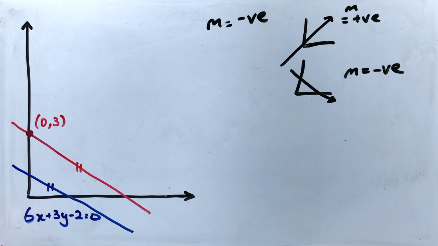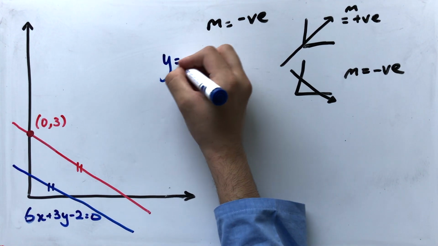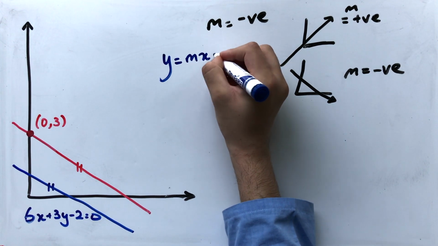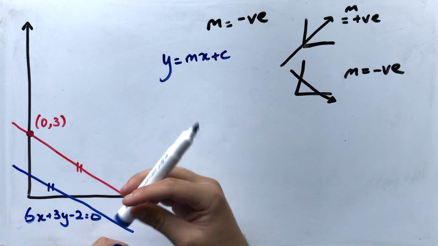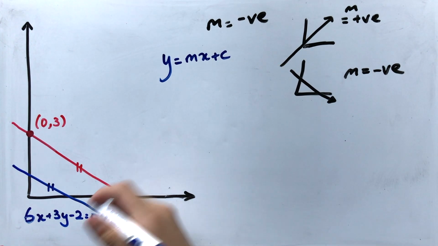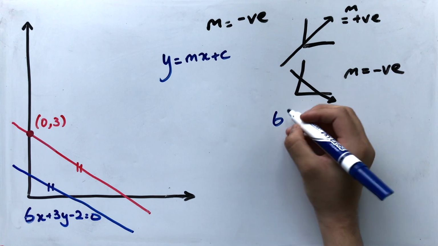Okay, now with these two parallel lines, we have a problem. We have the equation of this blue line over here, but we do not have the equation of the red line. So to find the equation of the red line, we must rearrange this blue line's equation into a more tangible form, which would be y is equal to mx plus c. We can work with that, but right now we do not have this in that form. So let's bring it into that form.